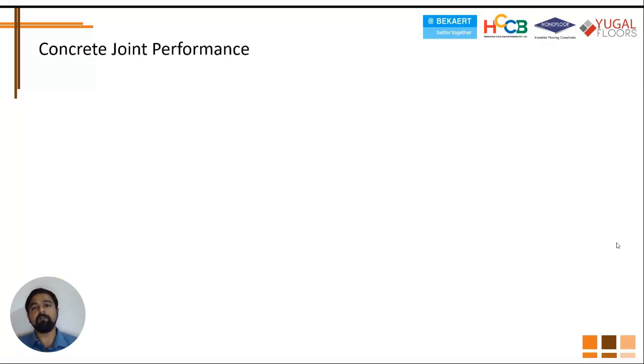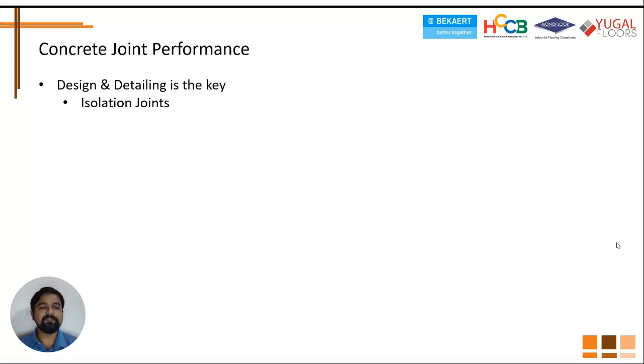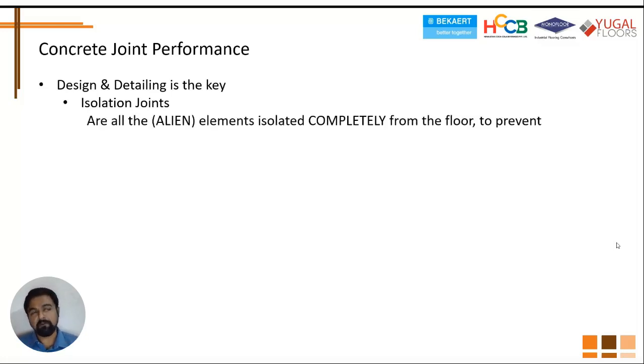Now let's move on to the second performance parameter, which is the joint performance. Like Navneet was talking about, the design and detailing is the key. When it comes to detailing, you need to detail each type of joint differently. Say isolation joints, for example: any alien element in a floor, say a wall or a column, like Navneet was mentioning. Load from a column is not designed to be taken by the floor, for example.